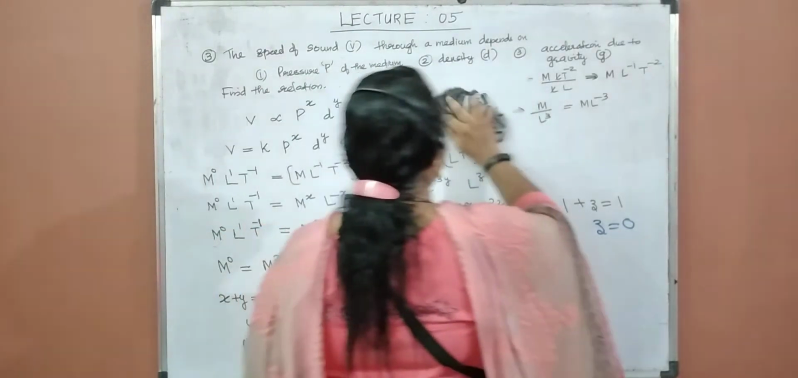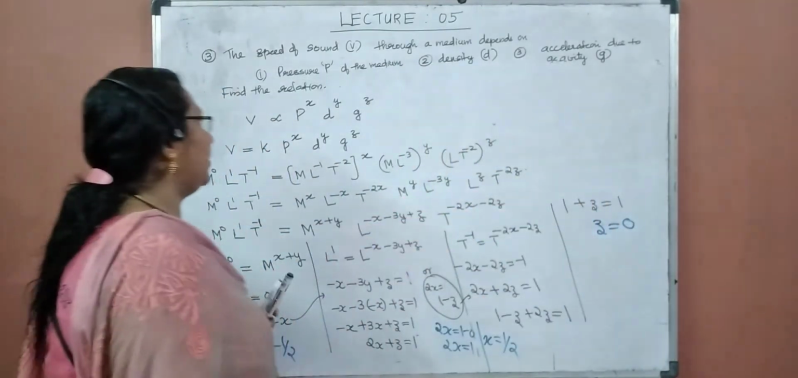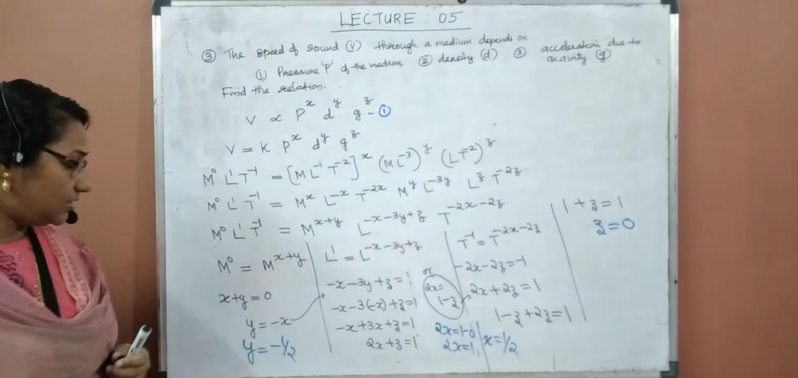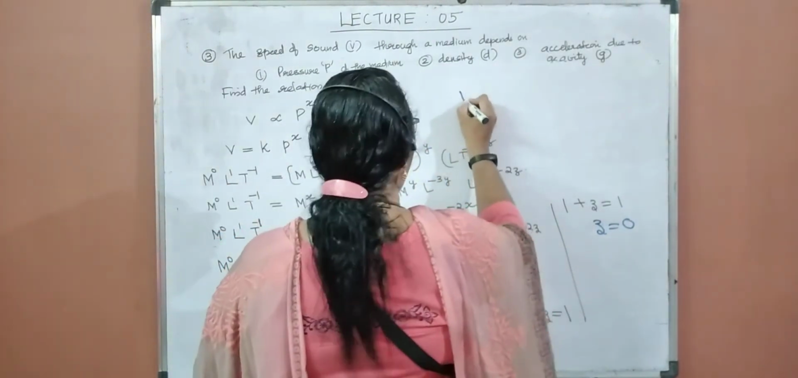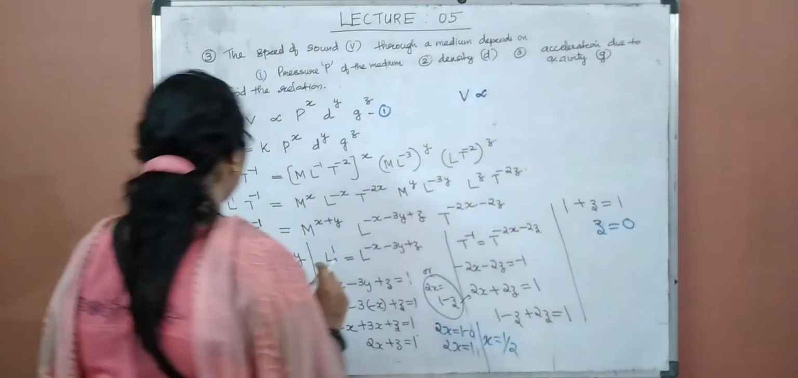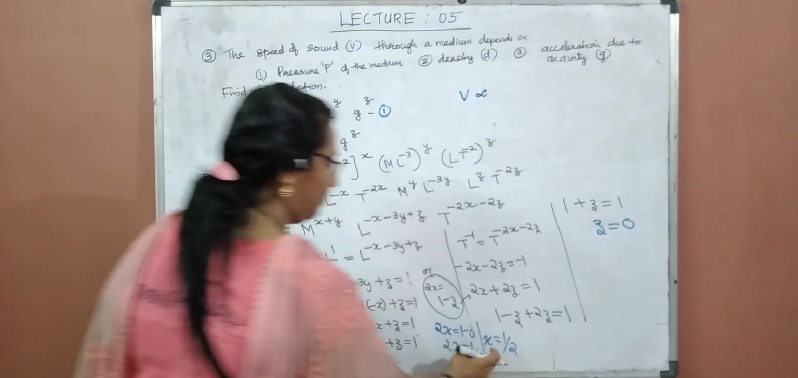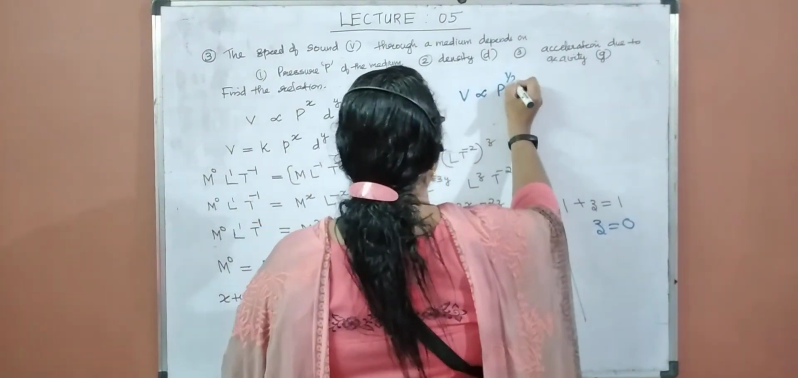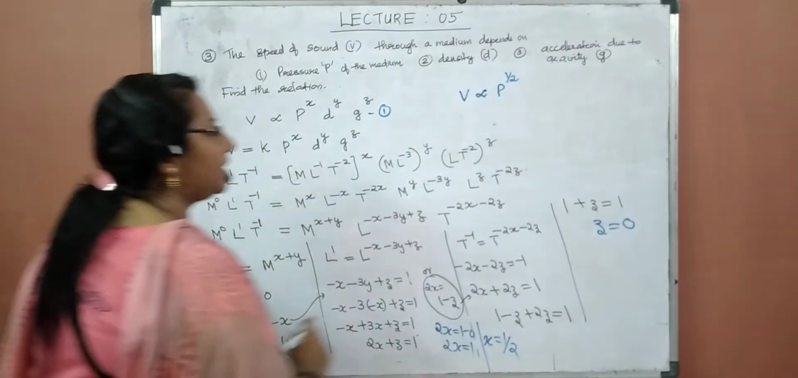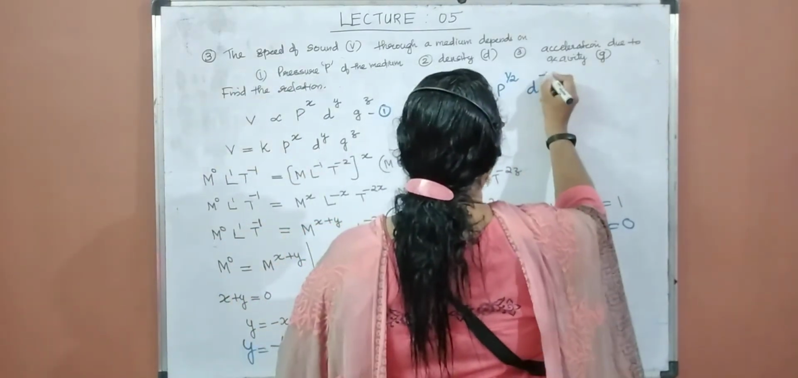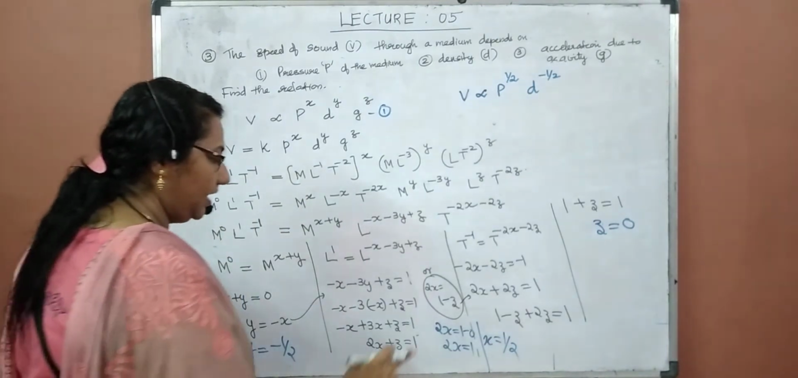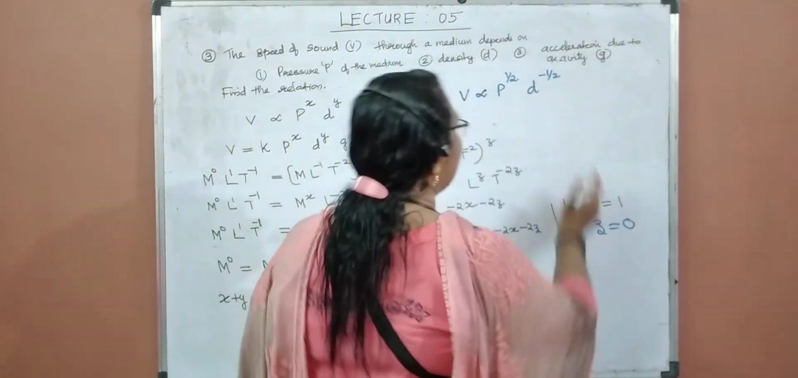Now, which was our basic equation? Our basic equation was this. This is the first equation. So providing the values of x, y, z in this equation, we will write. Now, the speed of sound through this medium: v is proportional to p raised to x, p raised to half, x value is half, d raised to y, density raised to minus half. And g raised to z, z value, yeah, here.